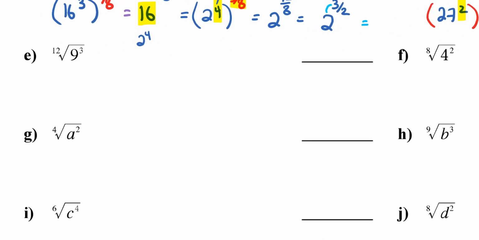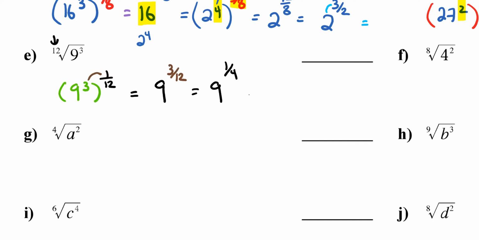So as you go through these kinds of problems, the same theme comes up. You identify your index. The inside stays the same initially, so 9 to the power 3, and then write your index as 1 over 12. So now you've written your radical as a total power. After that, I would multiply the exponents here. So this is going to be 9 to the power of 3 over 12. Then I would simplify that as 9 to the power of 1 over 4.